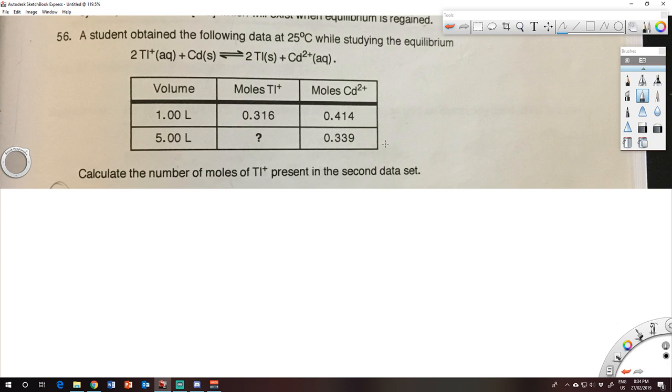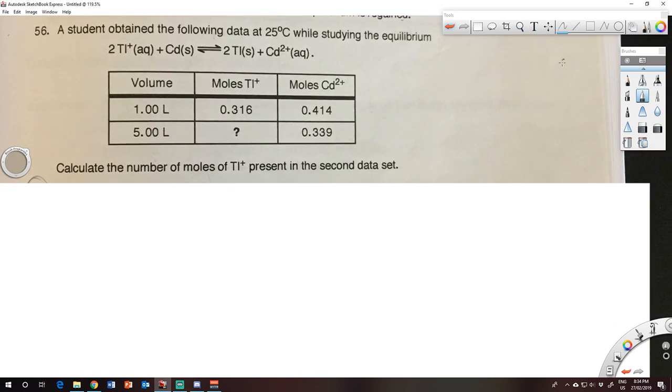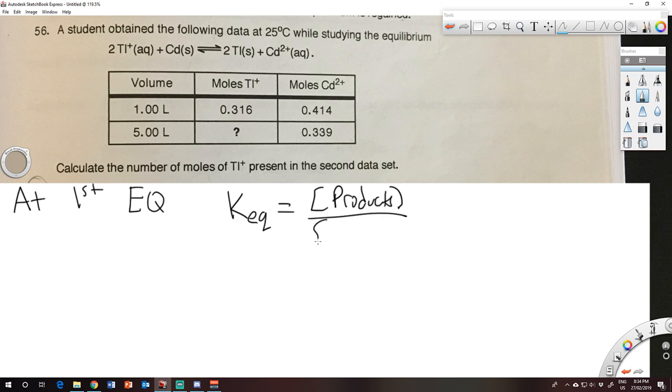I oddly enough think 56 is very similar to 55. It's just worded slightly differently. We have enough information at first equilibrium. It looks like we have two equilibriums to work with. So at first equilibrium, we can calculate KEQ. Oh yeah, this actually works out just fine. We can calculate KEQ as, yeah, products over reactants.